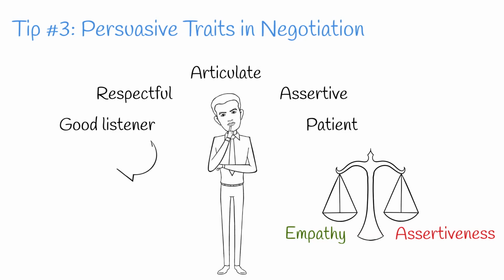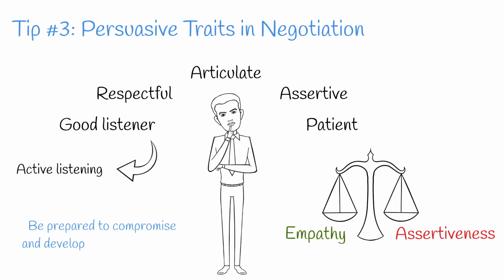To be persuasive in negotiation, you should listen actively to the other party and demonstrate respect and empathy. You should also be prepared to compromise and develop creative solutions that meet both parties' needs. By being persuasive in negotiation, you can build stronger relationships with the other party and achieve a successful outcome.